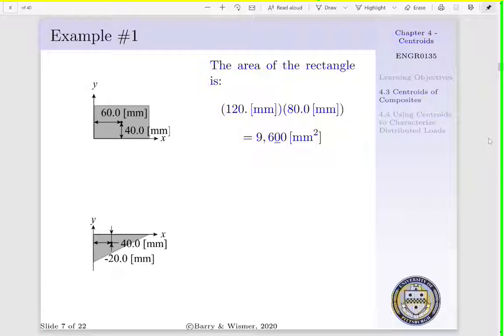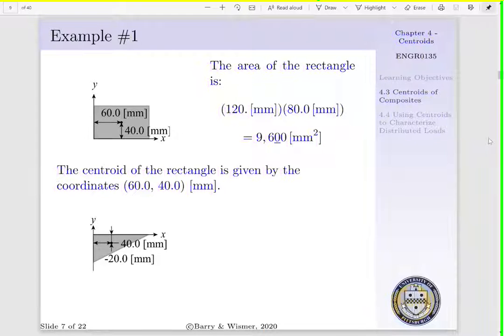A rectangle had a height of 80 millimeters and a width of 120 millimeters. That is, our area is 120 millimeters times 80 millimeters, which gives us 9,600 millimeters squared. The centroid of a rectangle is quite simple. It's our width divided by 2 and our height divided by 2 for x bar and y bar. Thus, our x bar is equal to 60.0 millimeters and our y bar is equal to 40.0 millimeters.